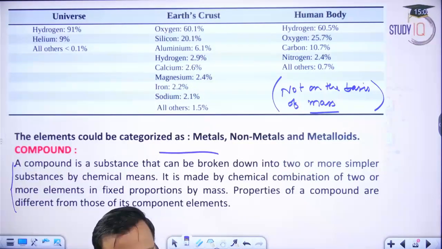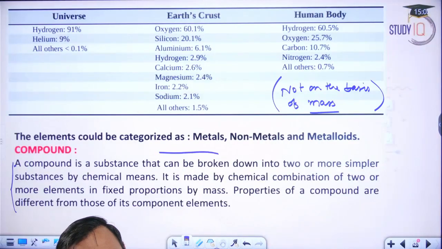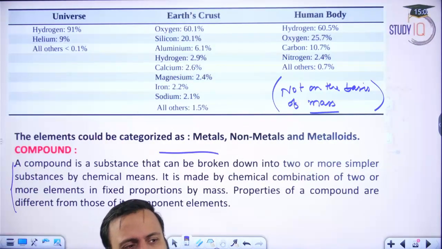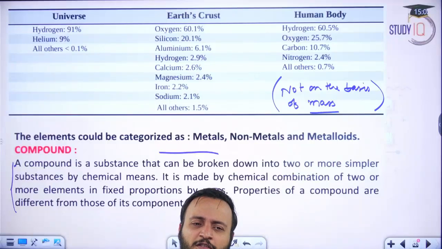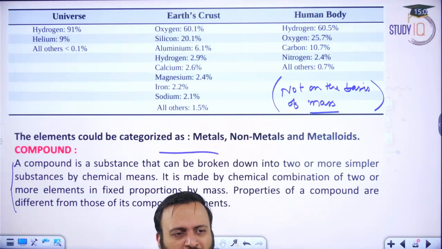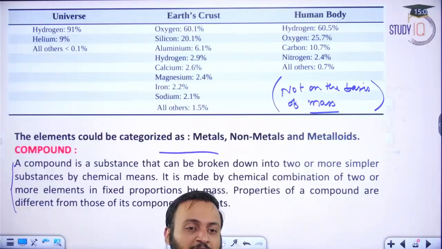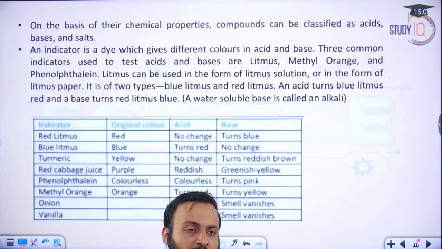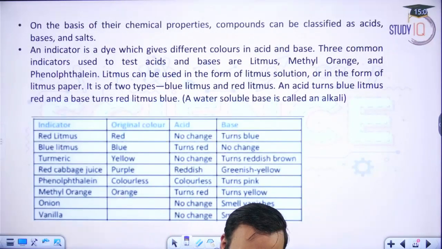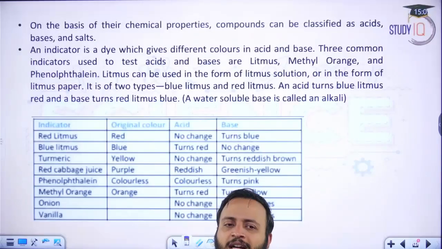Now guys, we understood what a compound basically is. Compounds are very, very useful things. The compounds lead to the possibility of breaking down, and that is something which makes them very, very useful. So there are certain compounds which are very useful as far as utility is concerned.